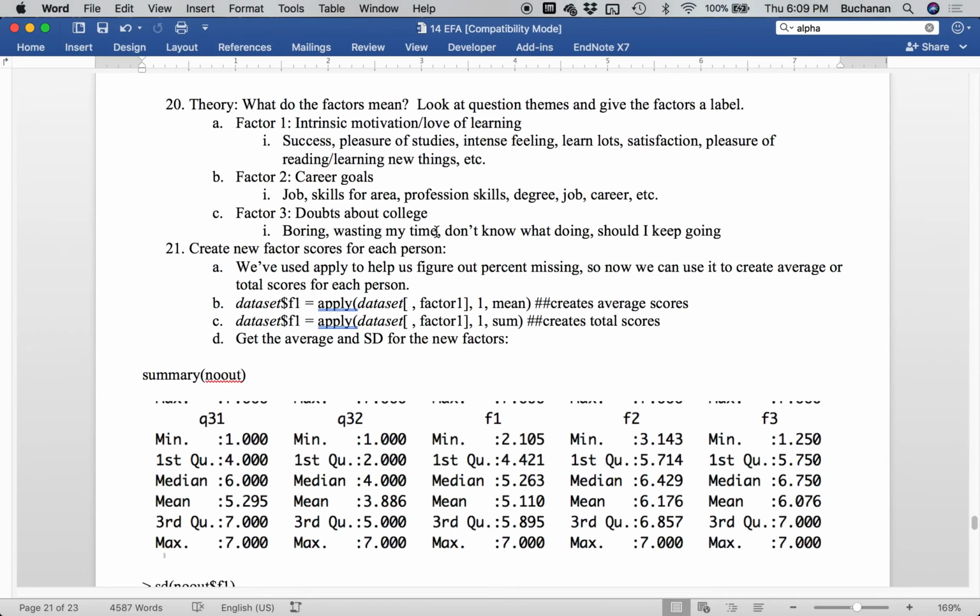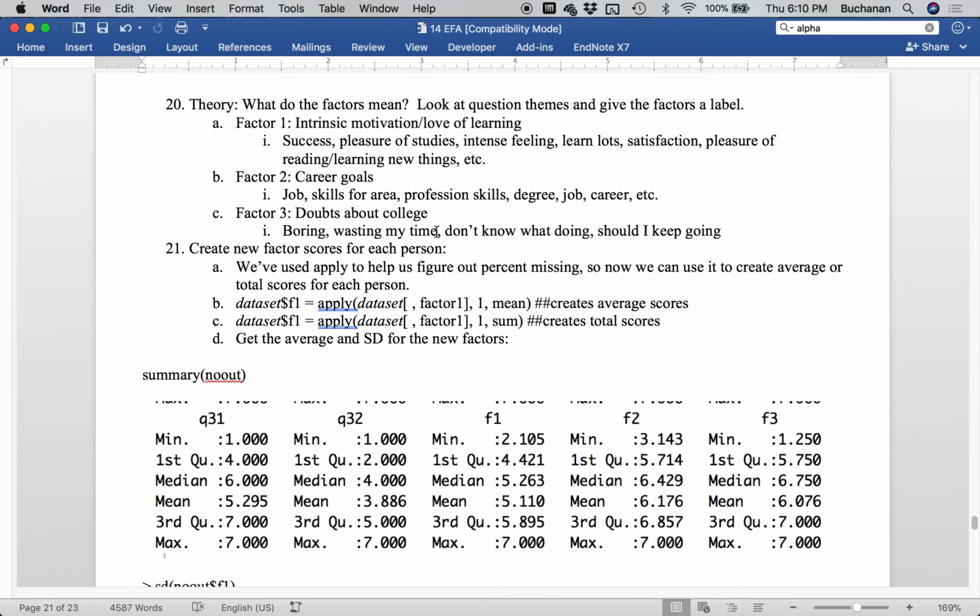So we called that intrinsic motivation, or sort of a love of learning. Factor 2 appears to tag items that are all about jobs, skills, goals. So we call this one career goals. Factor 3 appears to be all of our reverse coded items, which is never a good sign. But boring, waste of time, don't know what I'm doing. So we call this one doubts.